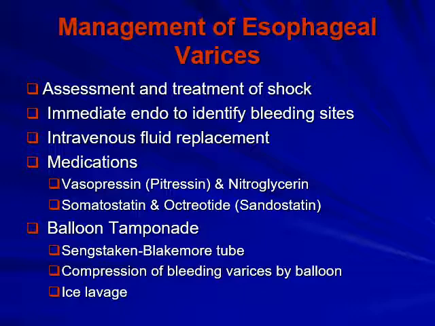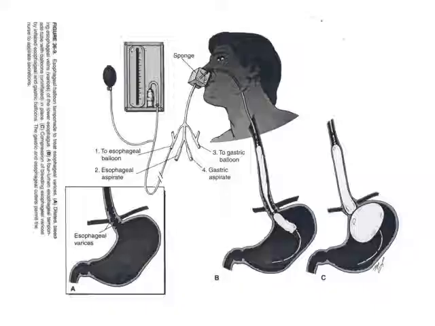So it's a 4-lumen nasogastric tube used for compression of bleeding esophageal varices. And here's the picture.